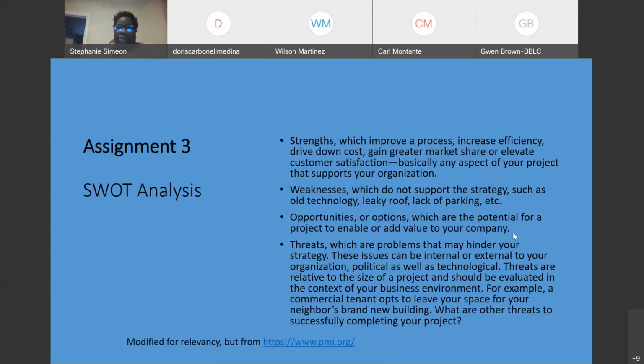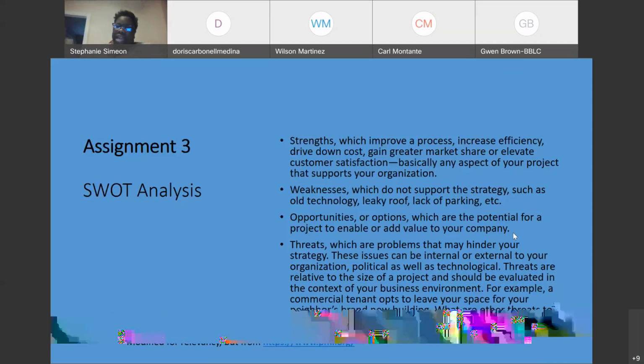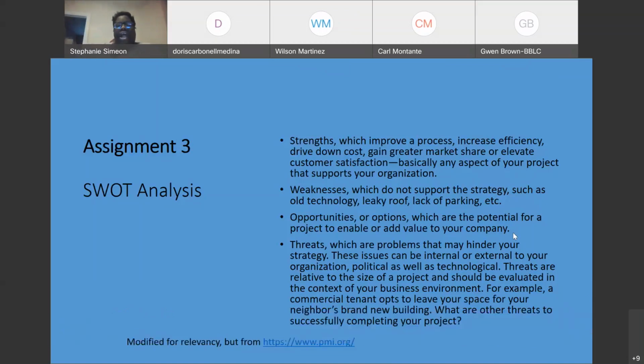And as a reminder, the strengths and weaknesses are things that can be worked on internally. So that's within your organization. If you're a sole proprietor, it's you. When you look at the other portion of the analysis, opportunities and threats, those are things that are external. So those are the things that are outside of your organization and also outside of your control. But you want to prepare for all of them.